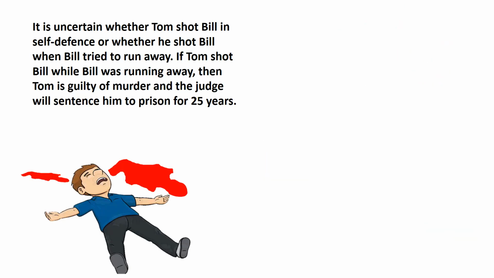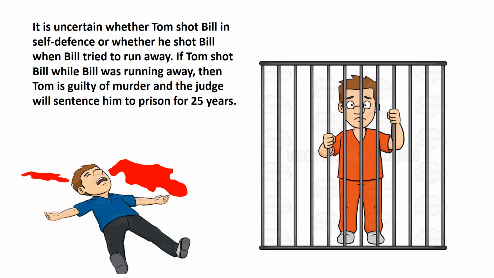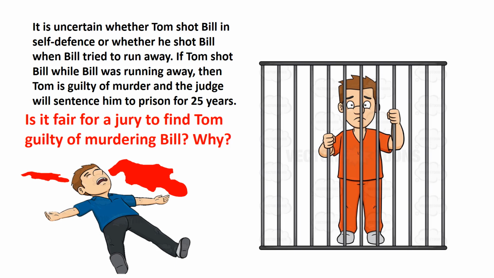Now, we can't be certain whether Tom shot Bill in self-defence or whether he shot Bill when Bill tried to run away. If Tom shot Bill while Bill was running away, then Tom would be guilty of murder, and the judge will sentence him to prison for 25 years. The question for you to discuss in your table groups is: is it fair for a jury to find Tom guilty of murdering Bill? And if so, why?